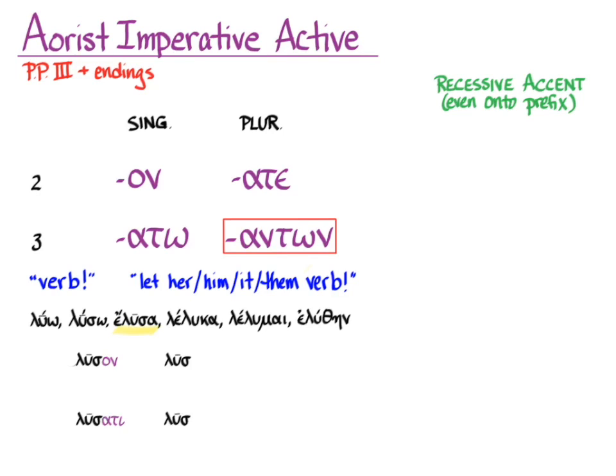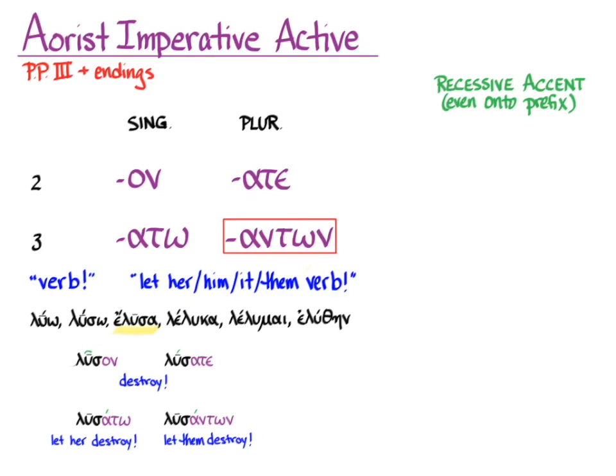We're going to add our new endings, and we're going to add our recessive accent. So we get luson and lusate in the second person imperative active, and that's going to mean destroy. And in the third person, we get lusato and lusantone, which is going to mean let her destroy, or in the plural, let them destroy. And it's very imperative, and it's quite the command.